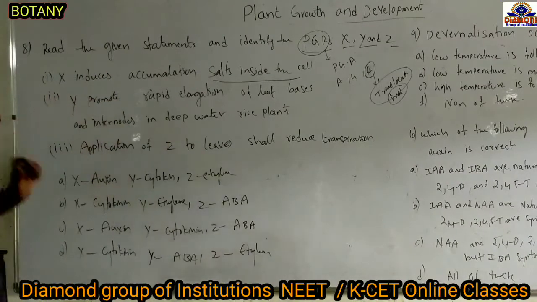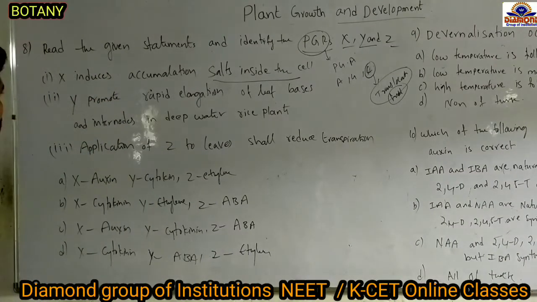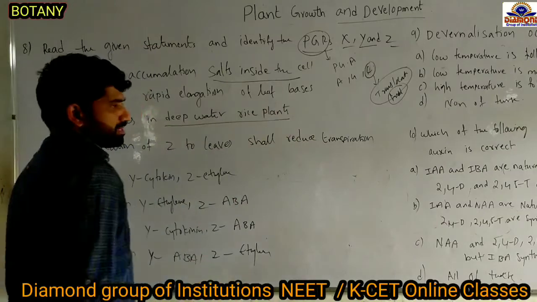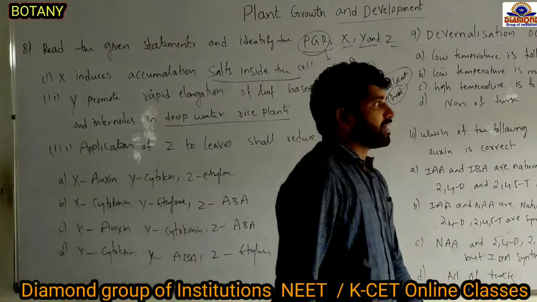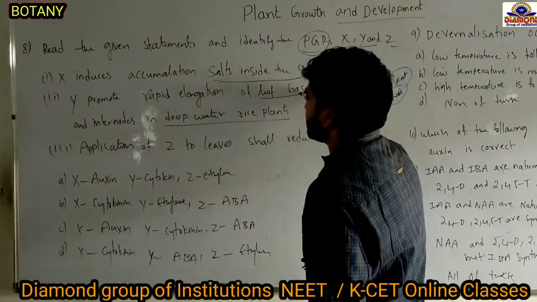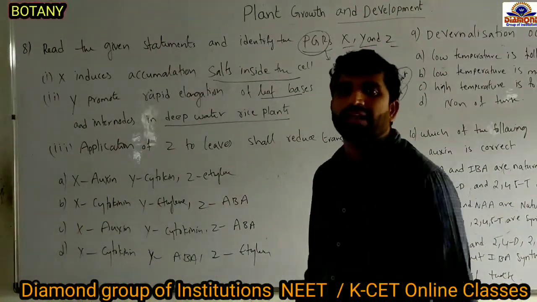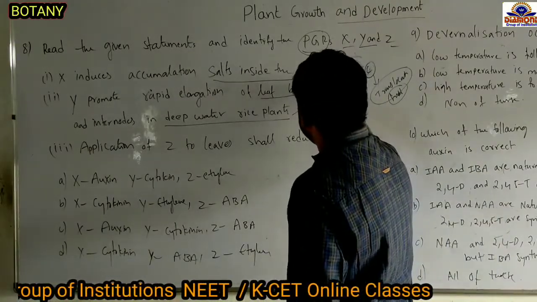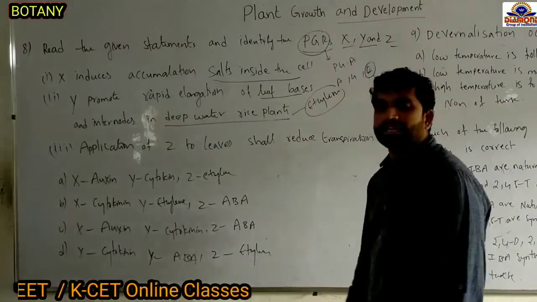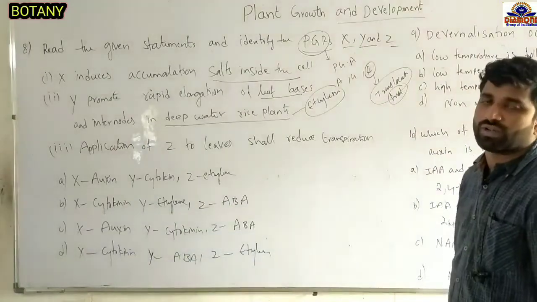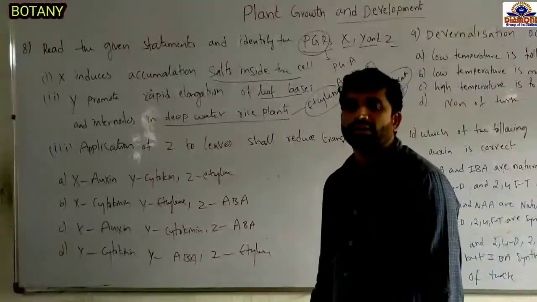And Y means option 2. Y promotes rapid elongation of leaf base and internodes in deep water rice plants. Here, one of the phytohormone applications we have seen is the increase of the leaf base and internodes of the rice plant in deep water. That is the character of ethylene. Ethylene, one of the phytohormones, can increase the elongation of leaf base and internodes in deep water rice plants.